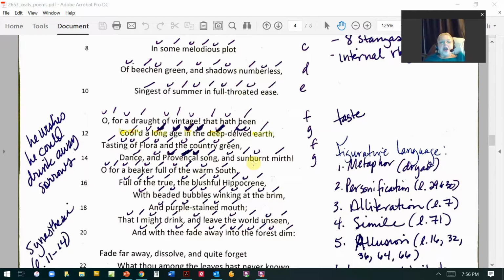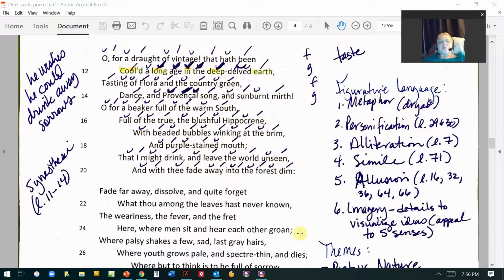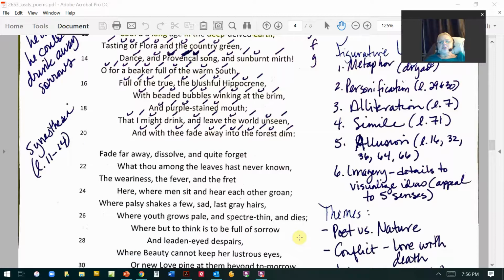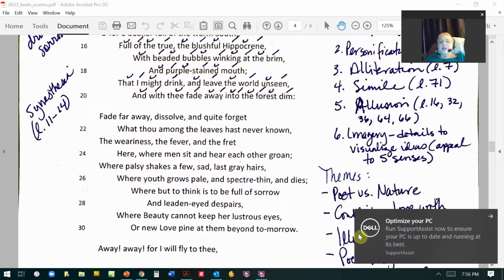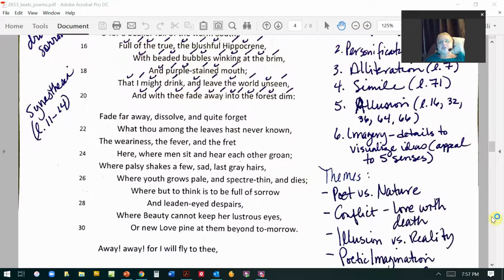Fade far away, dissolve, and quite forget what thou amongst the leaves hast never known, the weariness, the fever, and the fret here, where men sit and hear each other groan, where palsy shakes a few sad last gray hairs, where youth grows pale and spectre-thin and dies, where but to think is to be full of sorrow and leaden-eyed despairs, where beauty cannot keep her lustrous eyes, or new love pine at them beyond tomorrow.